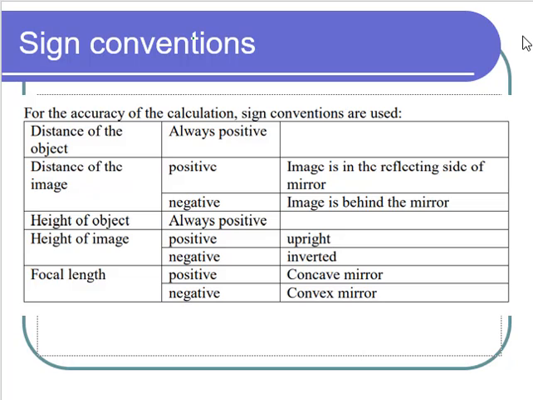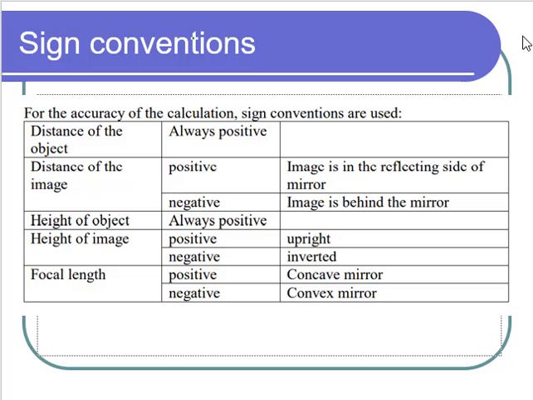The distance of the image could either be positive or negative. Positive if the image is in the reflecting side of the mirror, so it will also produce a real image. If the distance is negative, that means it's behind the mirror, or at the back of the mirror, so that is a virtual image. The height of the object is always positive. But the height of the image, if it's positive, that means it's upright, so that is virtual. If the height of the image is negative, that means it's inverted. Therefore, it's a real image.